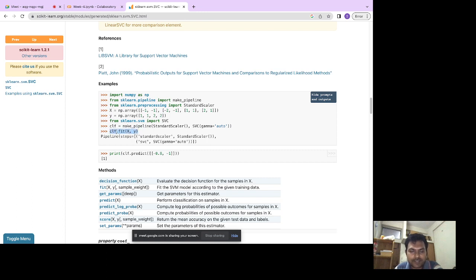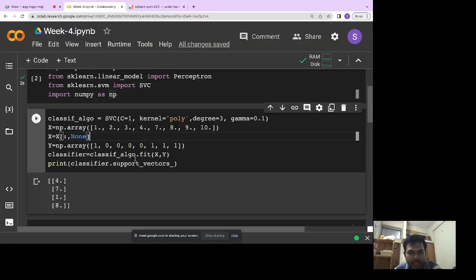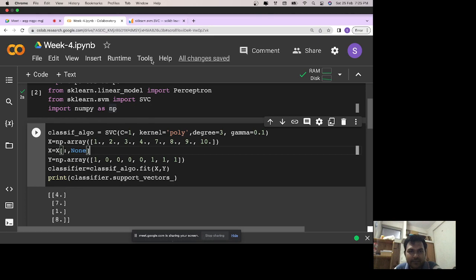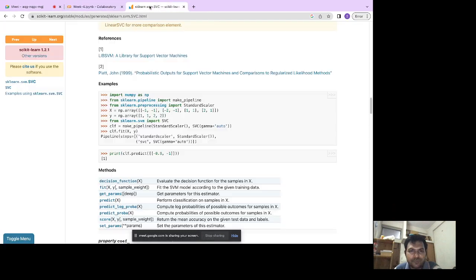So clf is the classifier which you have created, and once you have done that, you just fit the x and y. So x is your input, y is your output. You can do that directly: classifier algorithm dot fit x comma y. You have got the x, you have got the y, and after that, what? And here the question was which one can be a support vector, right?